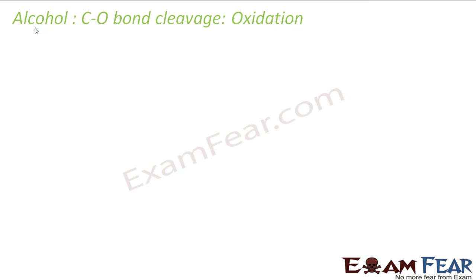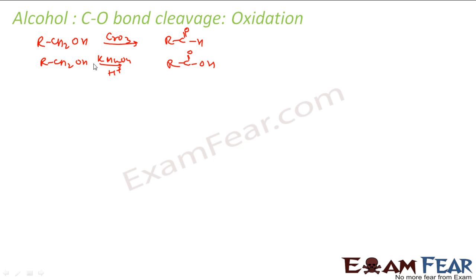So let's see some of the reactions here. For example, I have RCH2OH and then I add CrO3. It is actually a weak oxidizing agent. You get RCOH. But same RCH2OH, if I add KMnO4 in acidic medium or H plus after that, I get RCOOH. In both cases, we are doing oxidation, but it depends on whether the oxidizing agent is weak or strong.